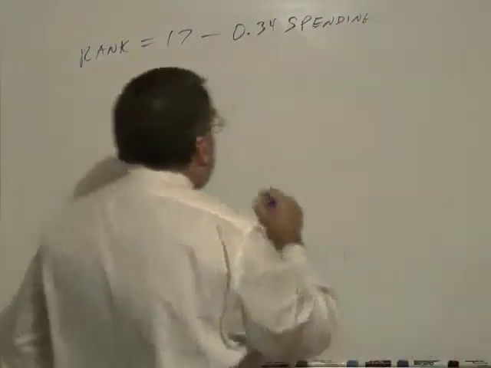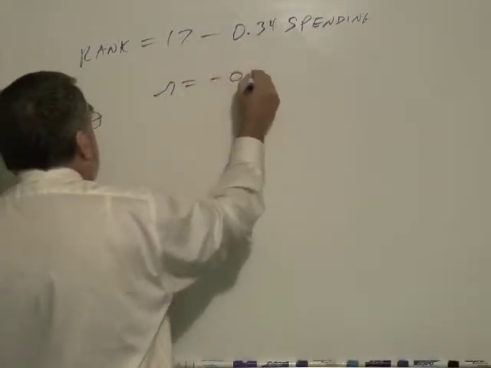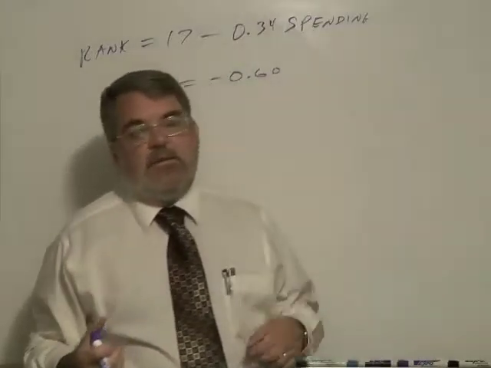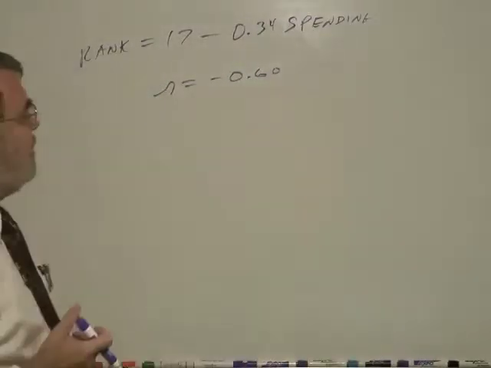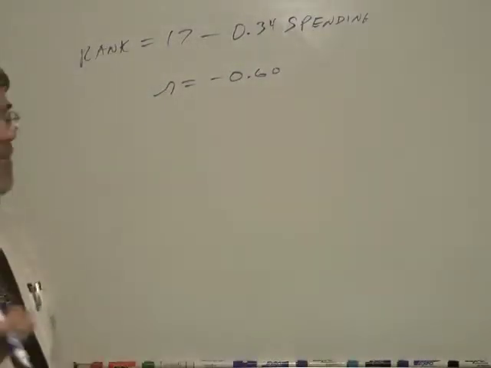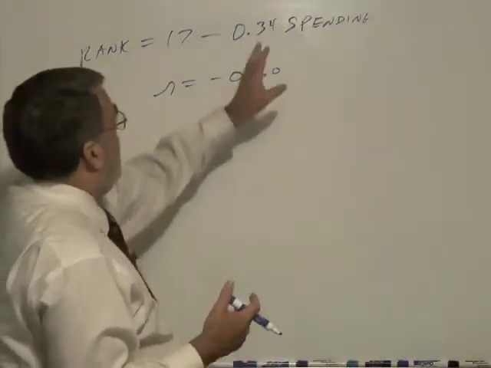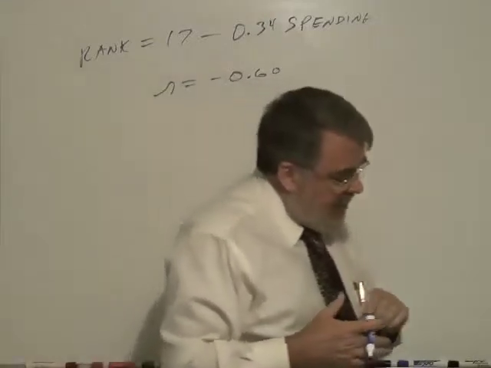And R was equal to minus 0.60. So if that is a significant correlation, then the correlation would be a moderate negative correlation. And it's negative because the slope is negative.